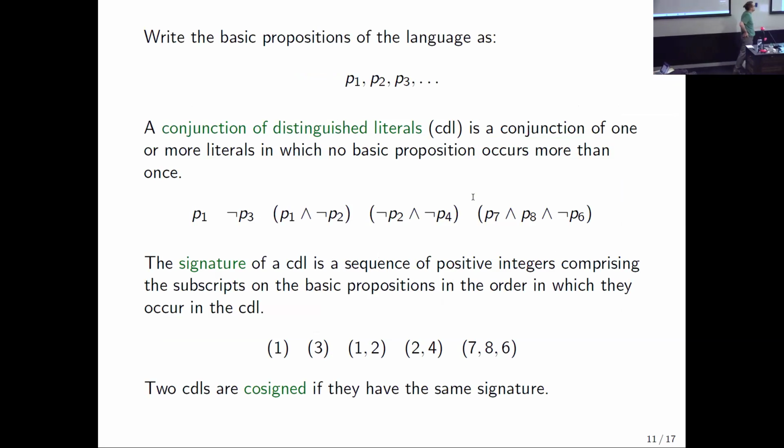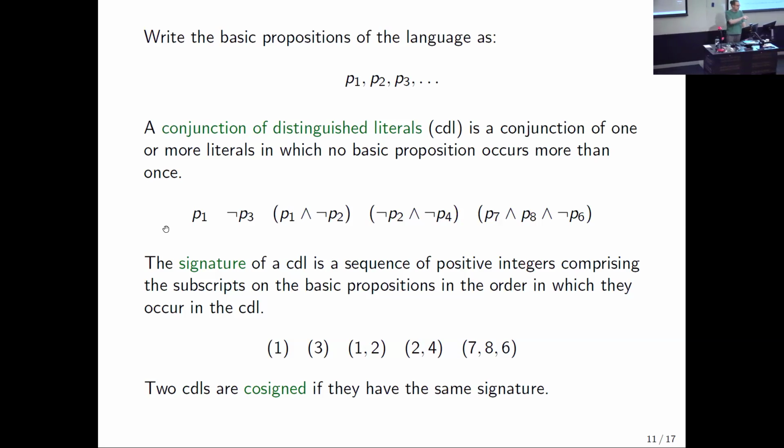Just for convenience, think of the basic propositions, or propositional variables, or sentence letters, or whatever you want to call them, they go by different names, of this language of propositional logic as written P1, P2, P3. And then a conjunction of distinguished literals will be a conjunction of literals where none of those basic propositions appears more than once. So there are some examples here. But basically, you can't have something like P1 and not P1, or P1 and P1 where it appears twice.